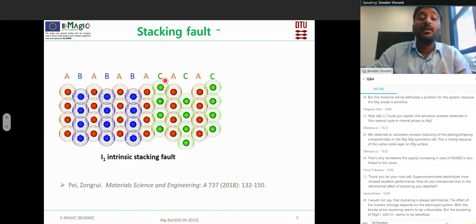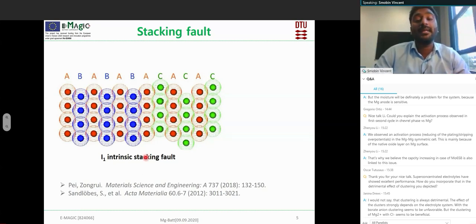There are mainly three types of stacking fault in magnesium, but the I1 intrinsic stacking fault is related to the ductility. The I1 intrinsic stacking fault has a stacking sequence of AB, AB, AB, AB. Then there is a missing B plane, and then it becomes AC, AC, AC. The work of Sandlöbes et al. shows that this intrinsic stacking fault is correlated to the ductility of the magnesium material.